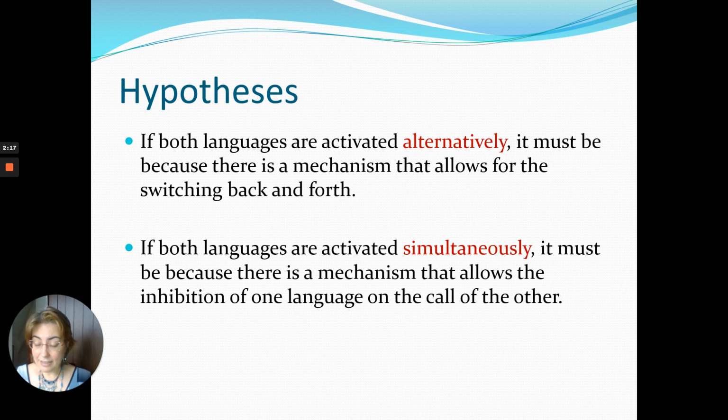Now, the other possibility is that if both languages are activated simultaneously, always at the same time, it must be because there is another mechanism that allows the inhibition of one language on the call of the other. So when you have everything activated all the time, but you have an extra mechanism that inhibits the expression of one of the languages while you are using the other one, and the other way around.